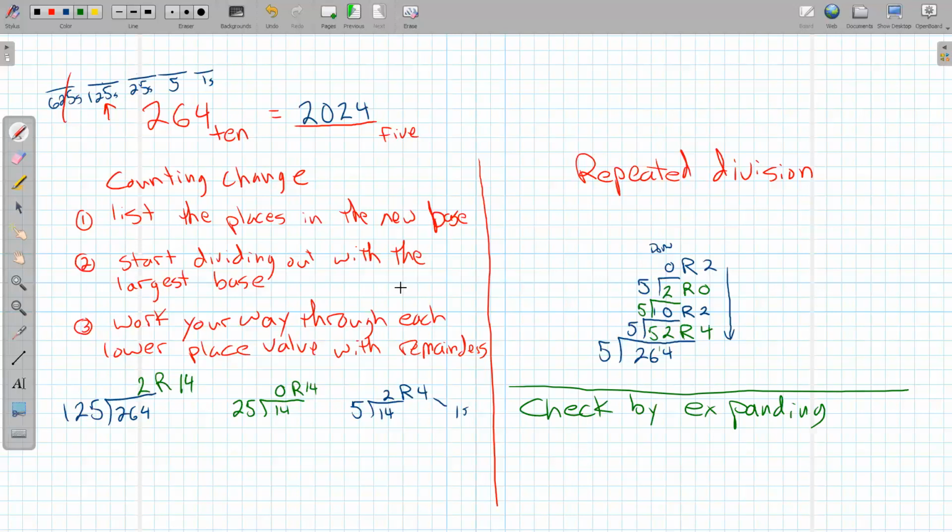So you have to know the place values to make that happen. So the biggest place value is 125. So I have two 125s and I have zero 25s. You could just feel free to skip that if you see a zero. I have two 5s and I have four 1s. 2 times 125 is 250, plus 0, plus 10, plus 4 is 264, which matches the numeral I started with in base 10.